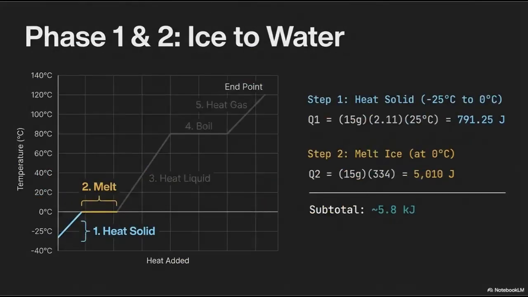So when I heat the solid from minus 25 to 0, it's just the mass times, actually I'm going to use the C of the ice times the delta T. So it goes from minus 25 to 0, I'm sorry. So the difference is 0 minus minus 25, so that change is positive. And the heat ends up being 791.25. That's step number 1.